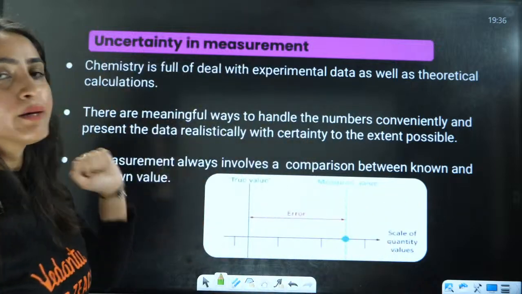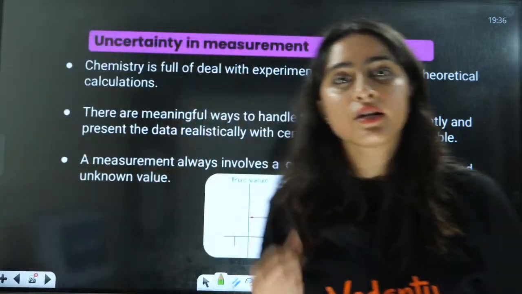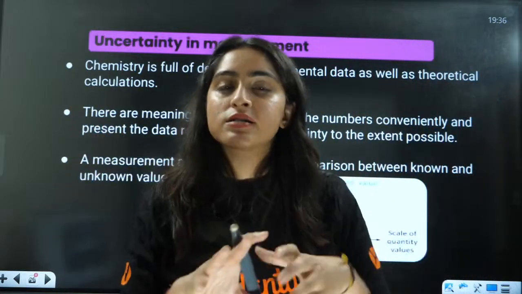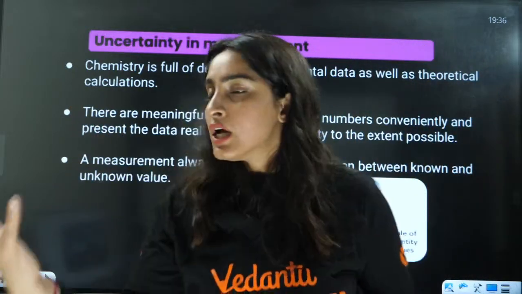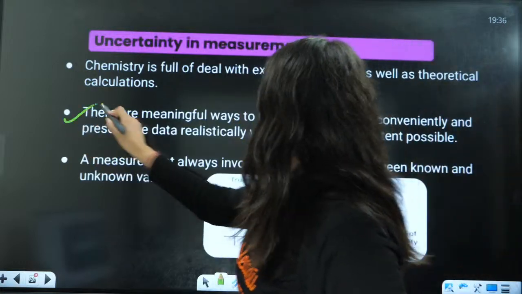Next is uncertainty in measurement. Now, how do you know uncertainty? For example, we are doing experiments in the lab, right? There will be uncertainty. So there are 2 factors mainly.